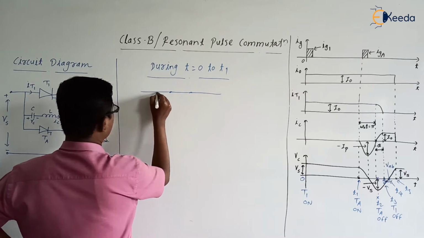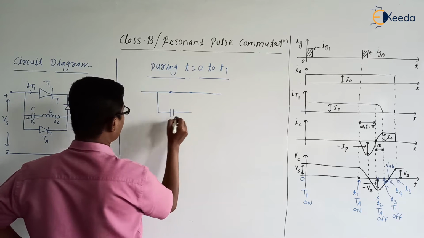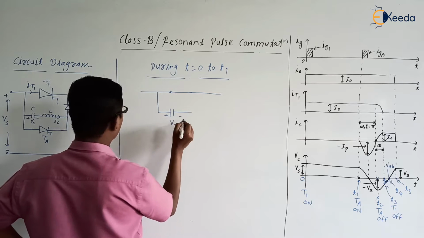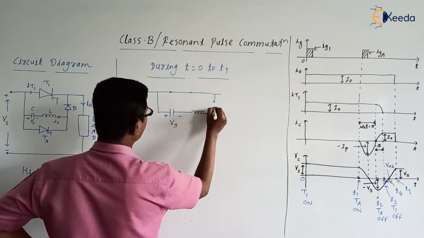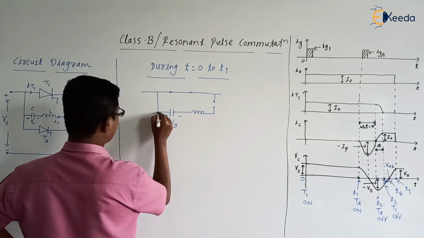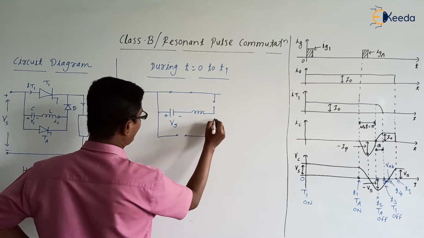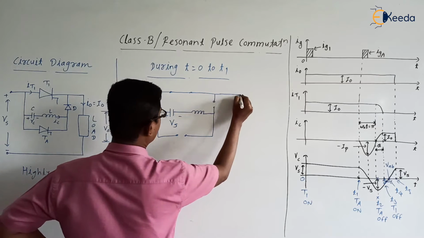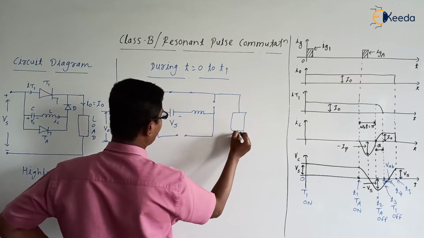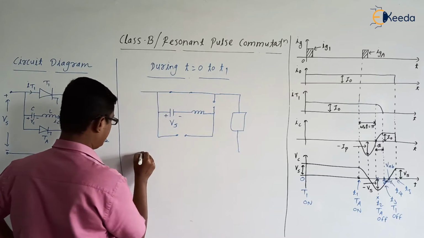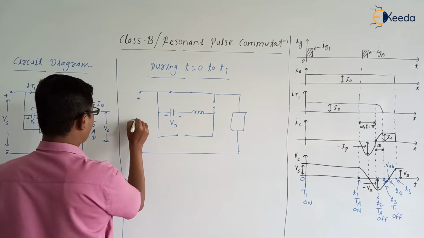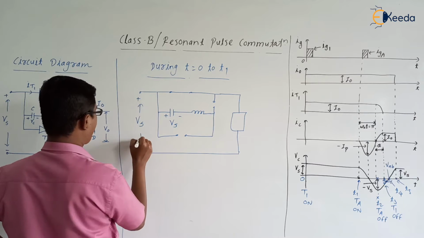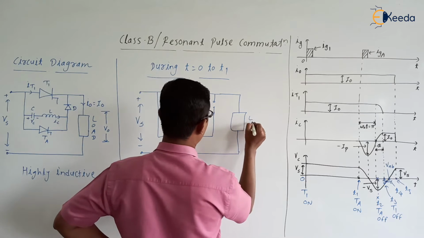The capacitor here has charged to the voltage of plus minus Vs volt. Here it is the inductor, here it is a diode, and next here it is the auxiliary thyristor. We have not applied the gate signal to the auxiliary thyristor yet. Here is the load we are having. This voltage is Vs.